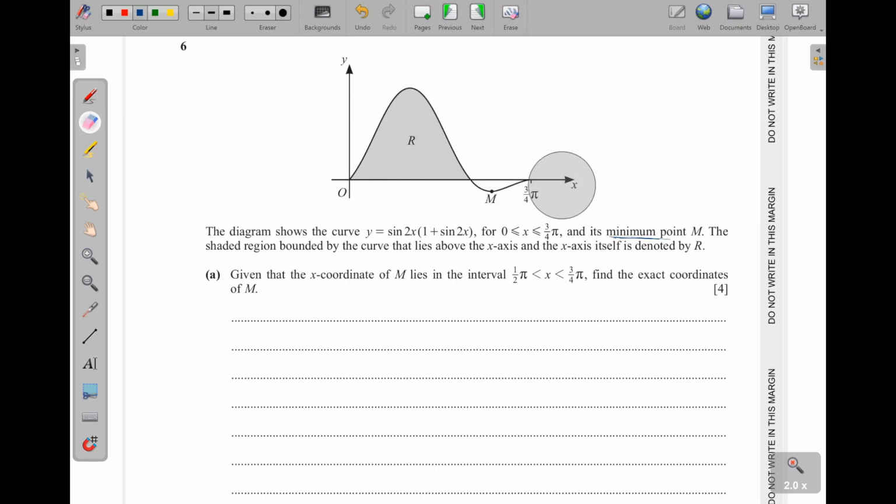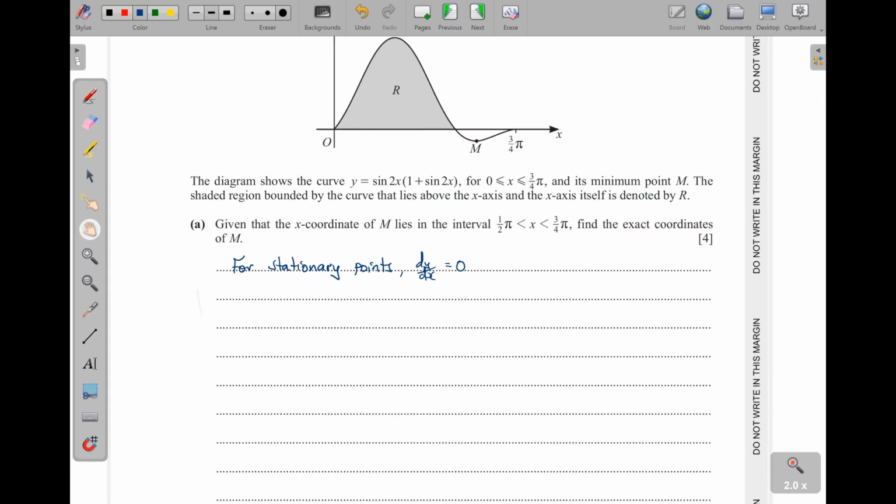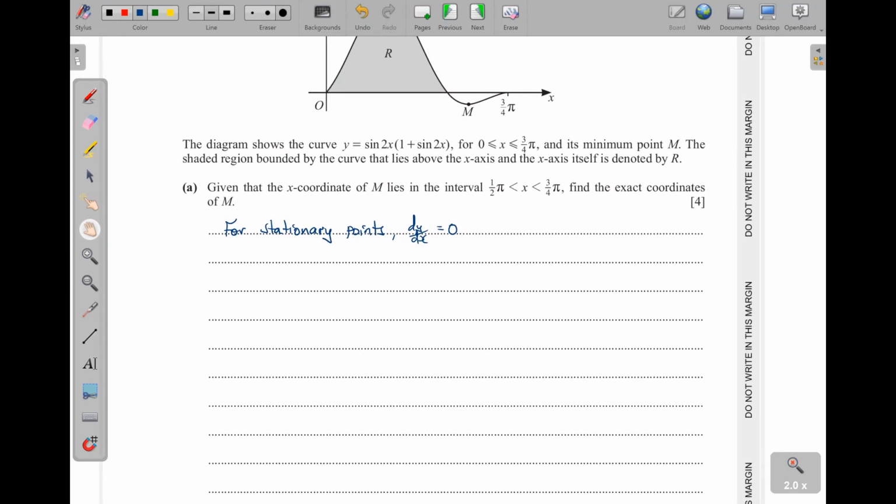So we are going to differentiate and equate to 0, because for stationary points, dy/dx is equal to 0. So here we have our y. I can open the brackets and say y is equal to sine of 2x plus, when you multiply, sine of 2x squared. But I can write this as sine squared 2x. I have a reason as to why I've written this.